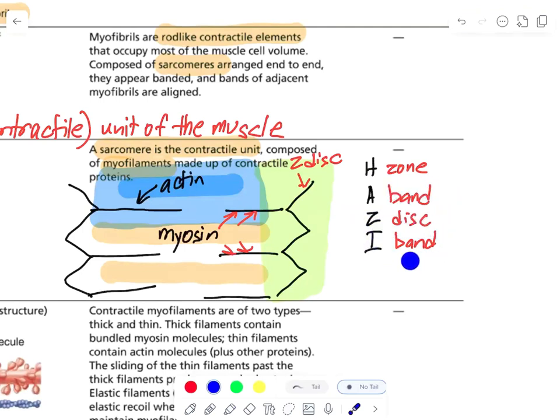So scratch what I just said, sorry about that. The H zone is in the A band. The Z disc is in the I band. So the H zone would be from here to here. It's in the middle of the sarcomere. So it's important to know the anatomy of the sarcomere. Again, the H zone, which is in the middle here, is in the A band, which runs the length of the myosin. And the Z disc, which is right here, is the edge of the sarcomere, and that's in the middle of the I band.